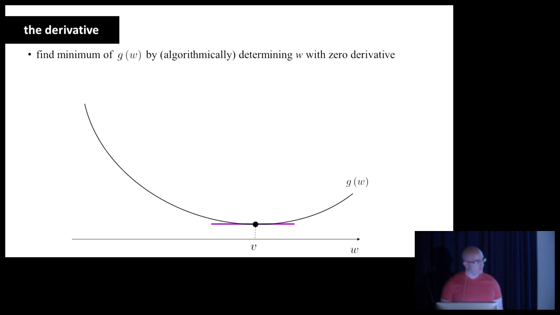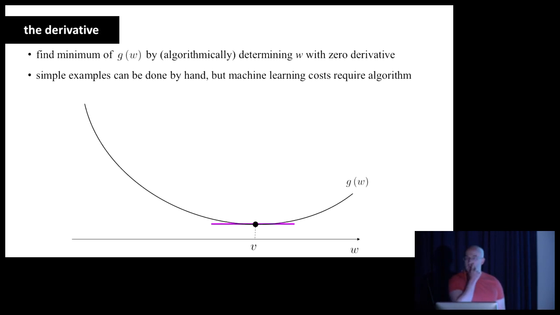Well, in simple cases, you can find those points by hand. That is by pencil and paper, by using kind of classical math. But in most cases, you cannot actually compute those things by hand. You need to use an algorithm to find those points.